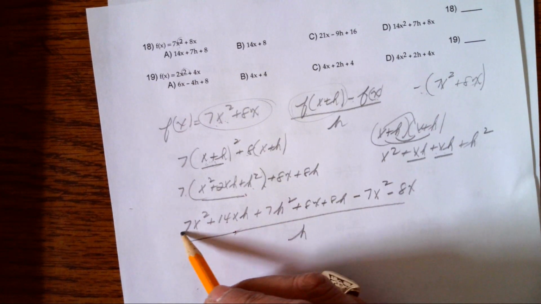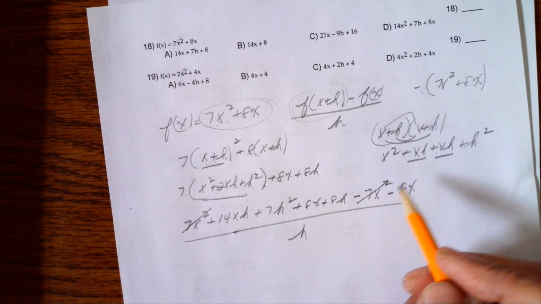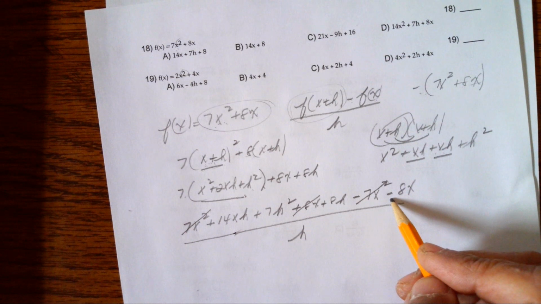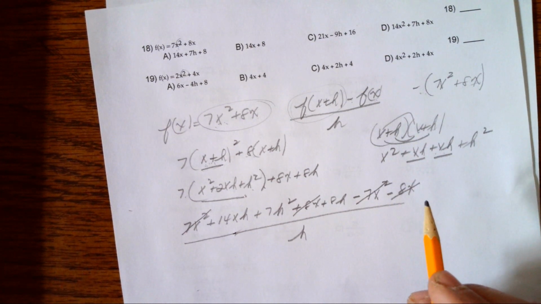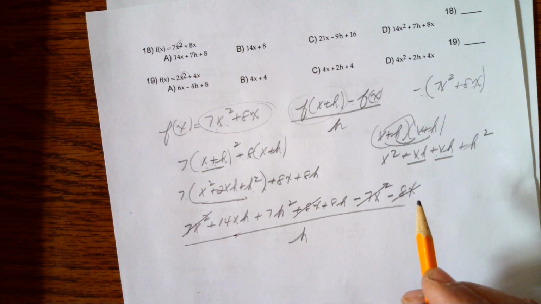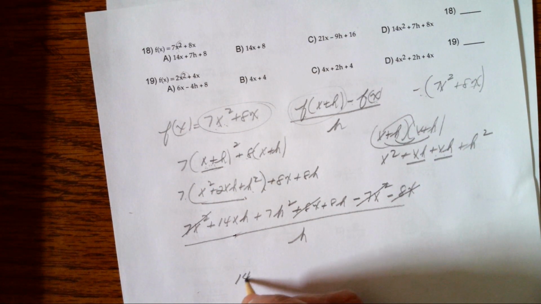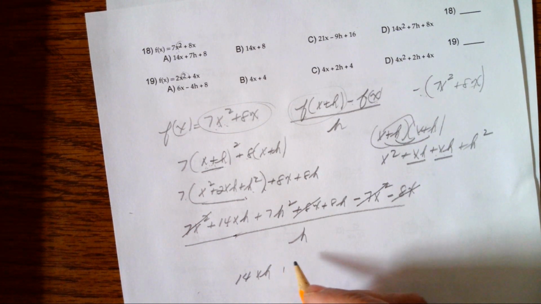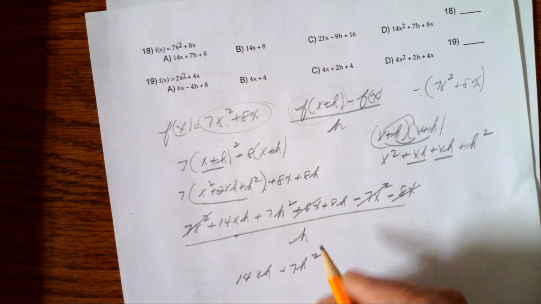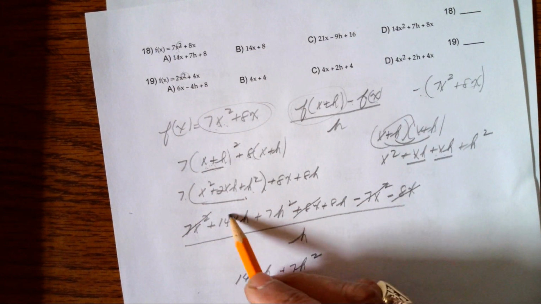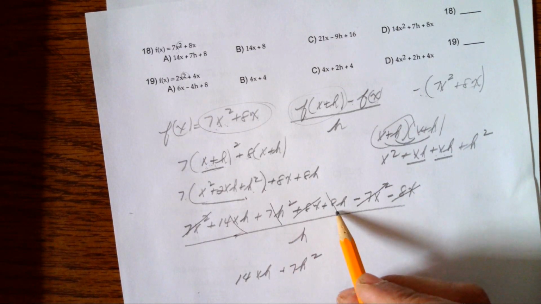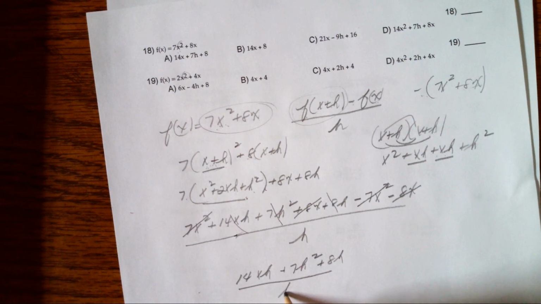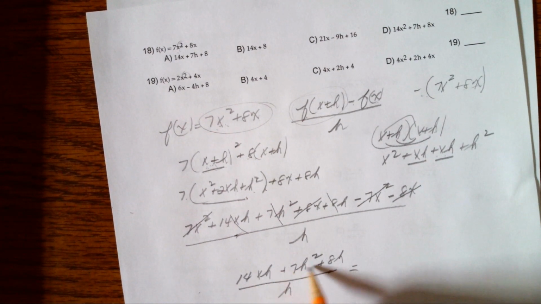Now, if I've done this properly, I'm going to get cancellation. 7x squared cancels out with a minus 7x squared. 8x cancels out with a minus 8x. And that looks to be all that's going to cancel out. So what have I got here? 14xh plus 7h squared. So I've got this, I've got that, and what's left here is a positive 8h all over h.